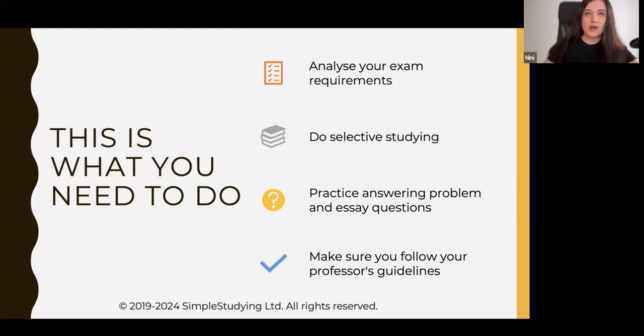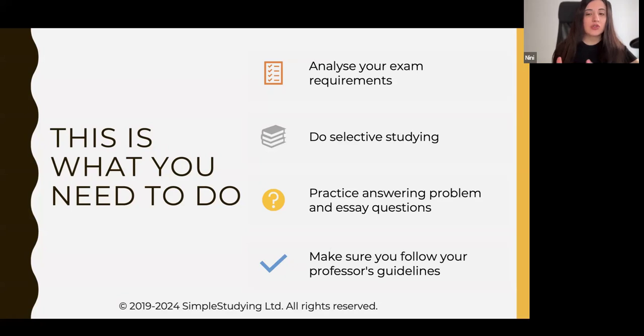See what kind of questions can come up by looking at the past exam papers and practice answering those past exam paper questions or seminar questions as well. But past exam papers are a must. You have to answer them. Otherwise, it will be very hard for you to get a good grade on your exam.